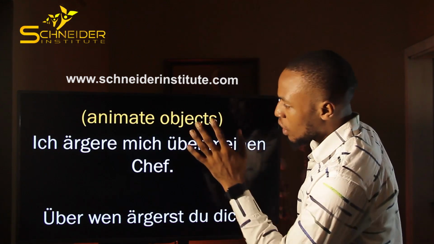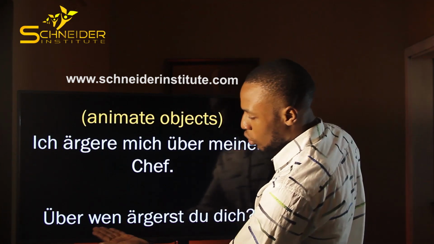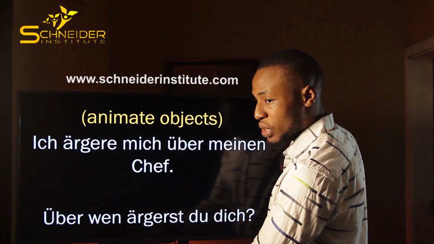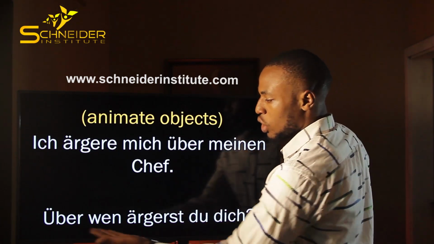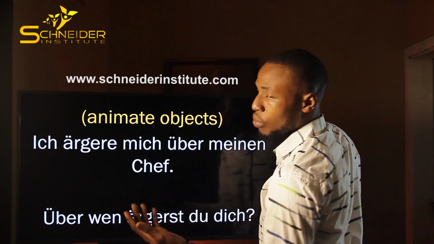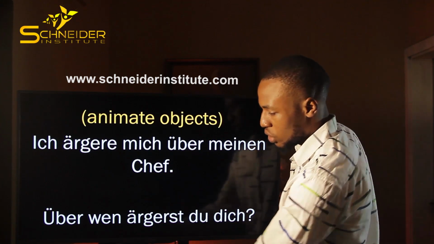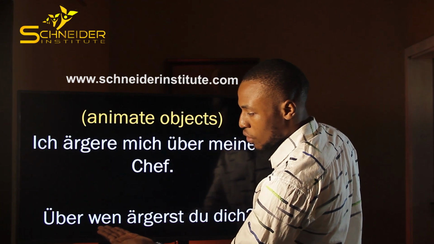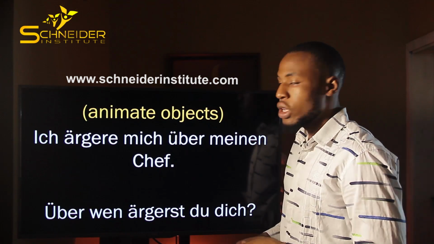Let's look at this again. Here, I have the preposition über, right? And over here, I have wen. If I want to ask a question referring to an animate object, I can simply say über wen for animate object. So if this were to be a dative preposition, I'm going to be saying, for example, träumen von. I will say von wem, which is W-E-M. But because it's an accusative preposition, I simply use the word wen. Über wen ärgerst du dich. Okay, let's go over to the next slide.